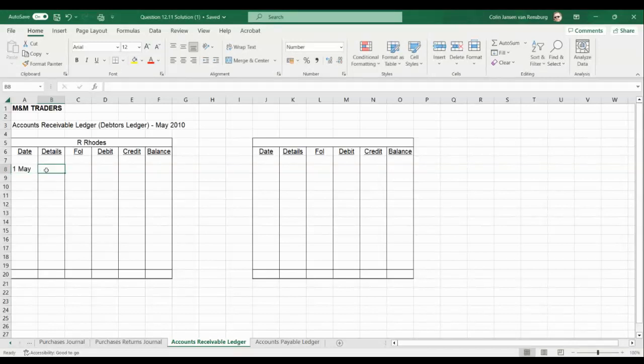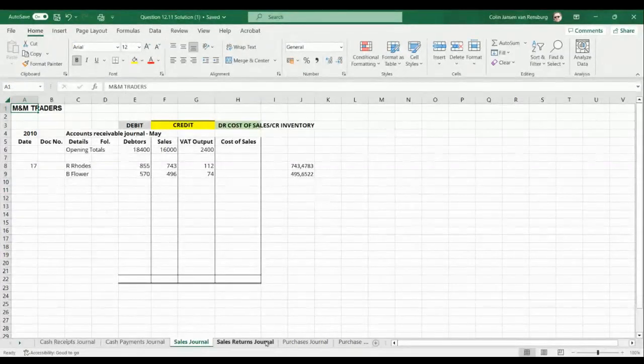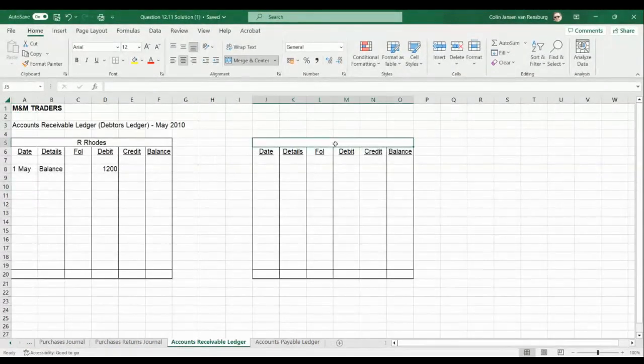On the 1st of May, we had a balance. We won't have a folio, and let's say that balance was 1,200 rands, just to give it a figure, right? We don't need to have one for the other person as well. Let's just see what that other person's name was. Sales journal, B Flower. Right, so those are our two debtors that we know about. Now let's just imagine this person did not have an opening balance. Doesn't matter. We can give that person an opening balance, but to illustrate it, we only need one.